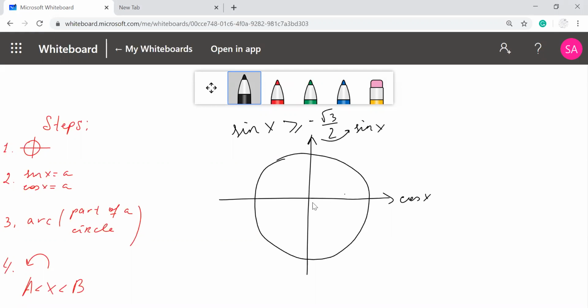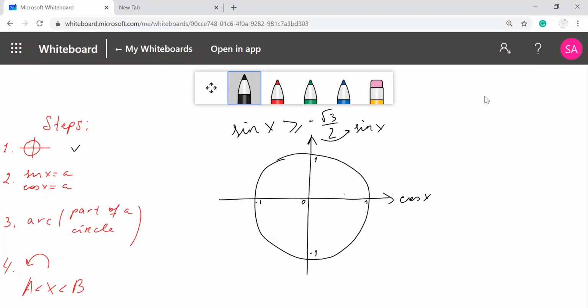And since it's the unit circle, we have to know that the distance between the origin and the points of intersection with the axis would be equal to 1, right? So the first step is completely done.